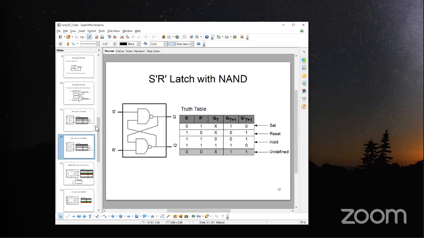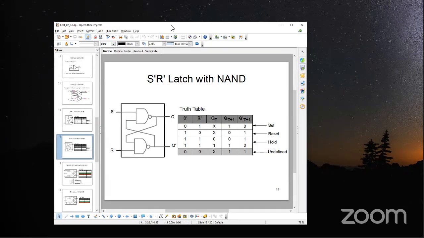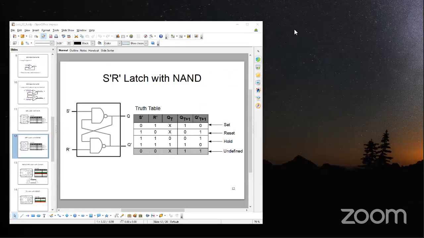Let's start with the SBar RBar latch, right? So this one is more like a most basic storage element we can have.